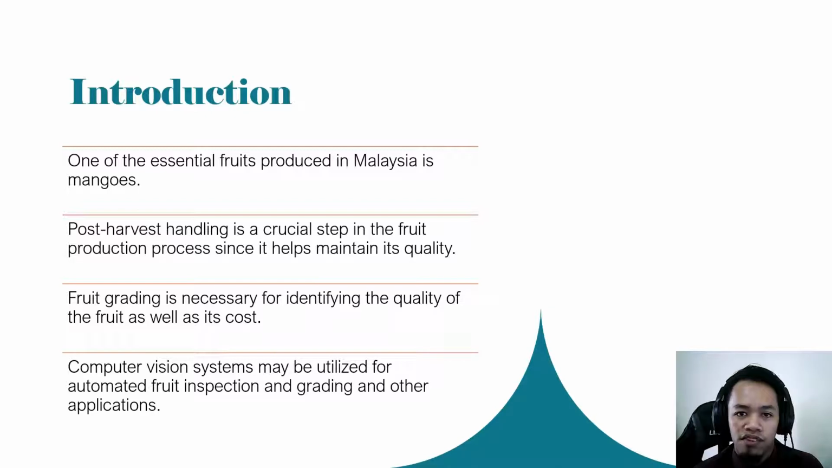Lastly, a computer vision system may be utilized to automate fruit inspection and grading and other applications. This system has been extensively employed in the food and agriculture industry for review and evaluation because it offers appreciable speed, is economical, concise, and provides an objective assessment method. After this, it is possible that the time taken for the post-harvest process can be reduced.